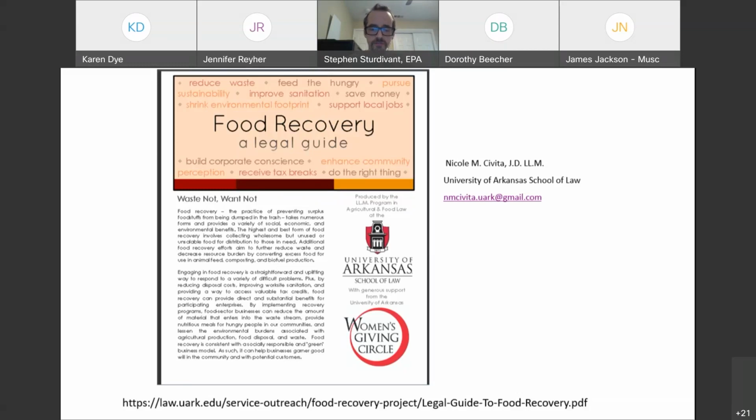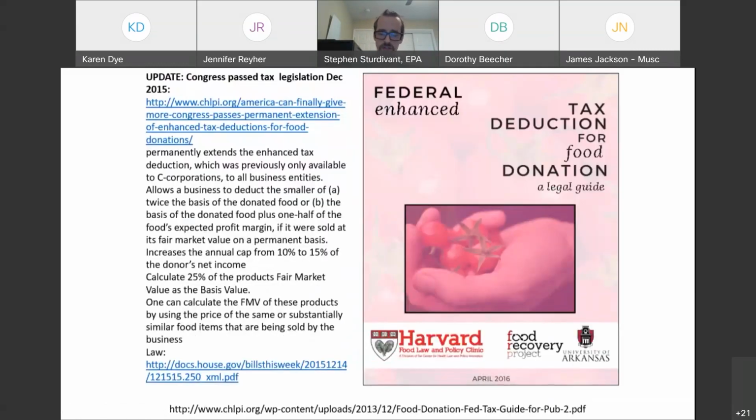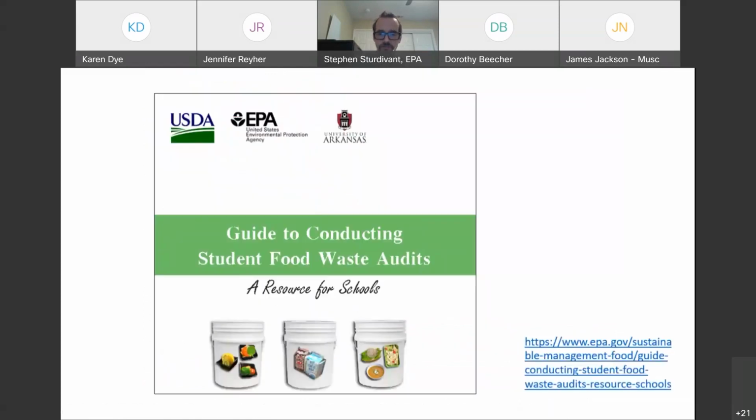So you're protected. There's something called the Bill Emerson Good Samaritan Act, which protects businesses at the federal level from liability. So this guide talks about that. It talks about how it's perfectly legal and fine to donate food. So this is a great little guide that might help calm people's anxieties about donating food. You can also get a tax break on food donations, and there's a guide for that.